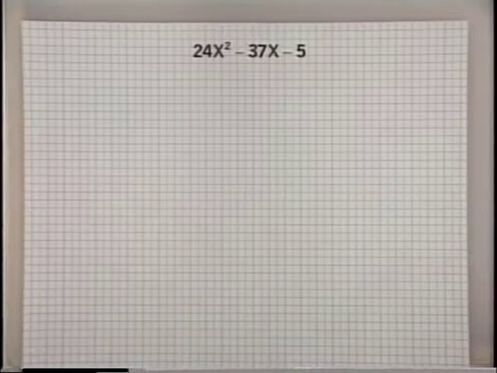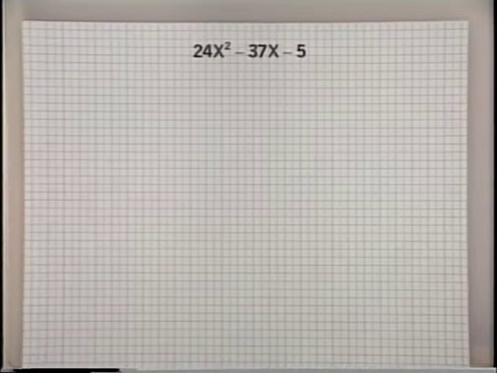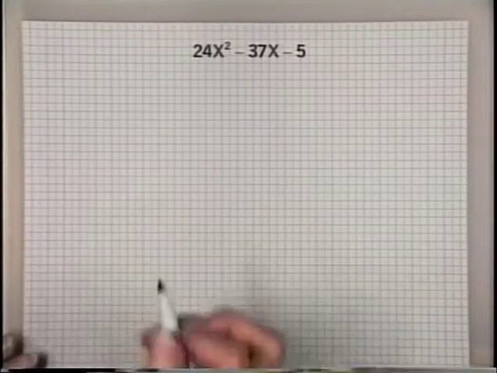24x squared minus 37x minus 5. I do not see a common factor in this problem. I have 3 terms. Could it be a perfect square trinomial? We can rule that out right away because 24 is not a perfect square. So we know that the method to use here is to guess and check.